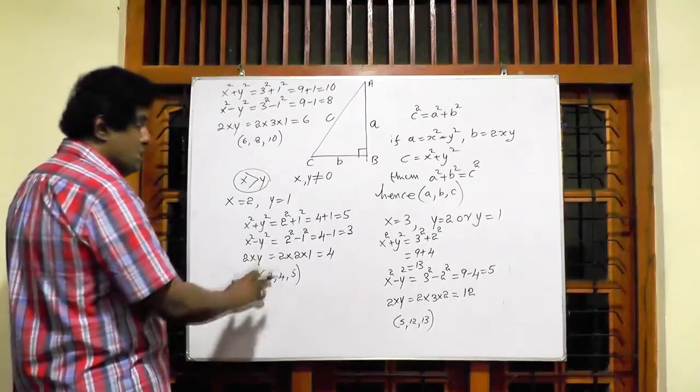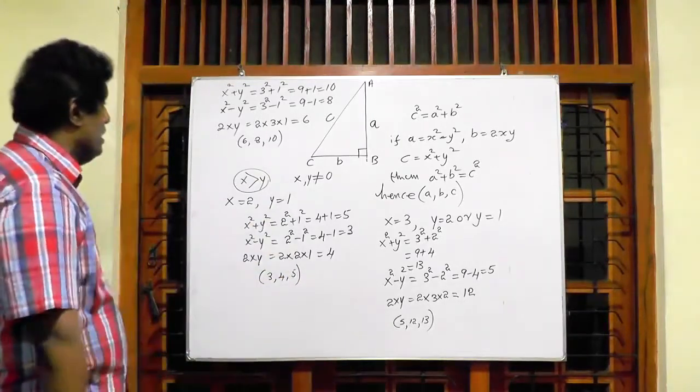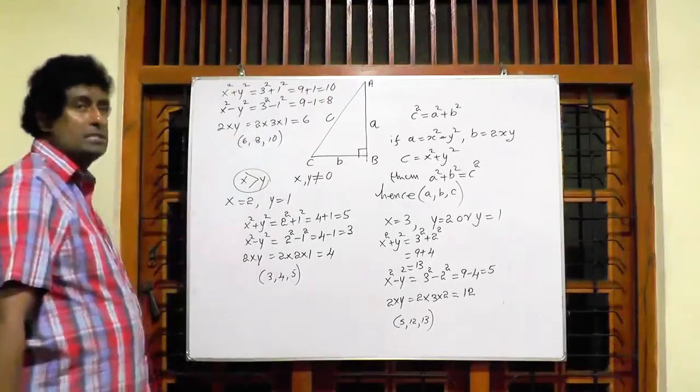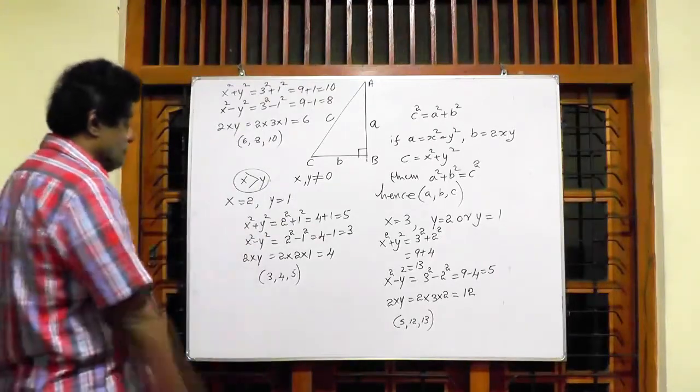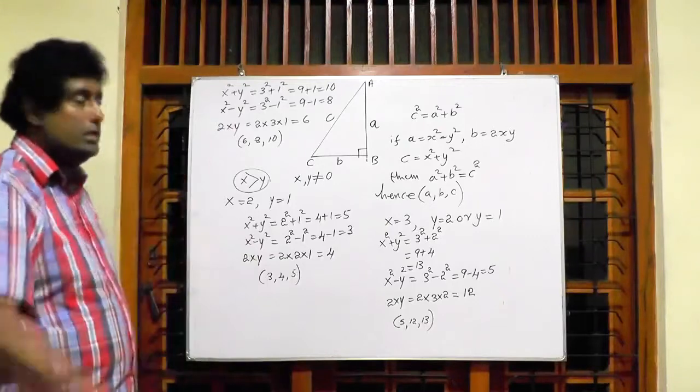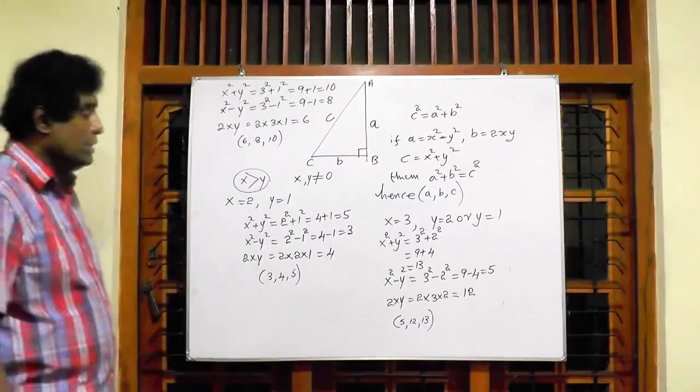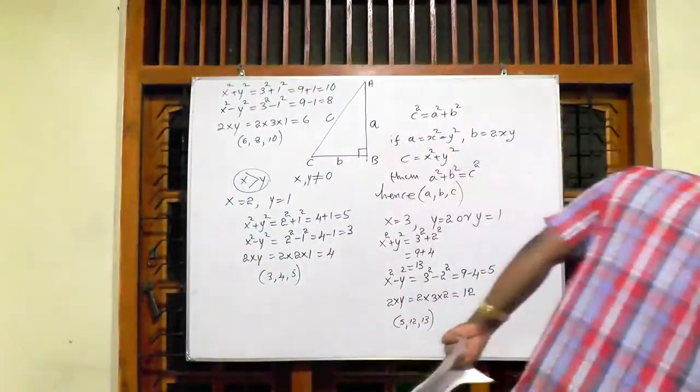The 3, 4, 5 is the smallest Pythagorean triple. The 6, 8, 10 is the second multiple of the smallest Pythagorean triple. Okay, right now I am going to clean the board here.